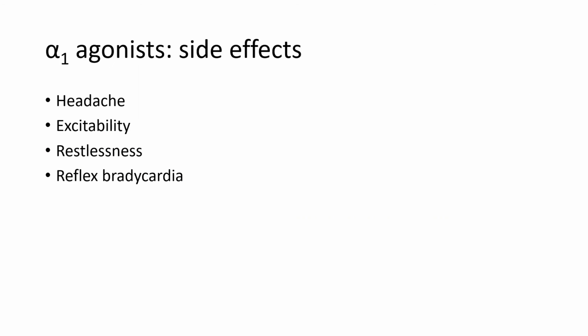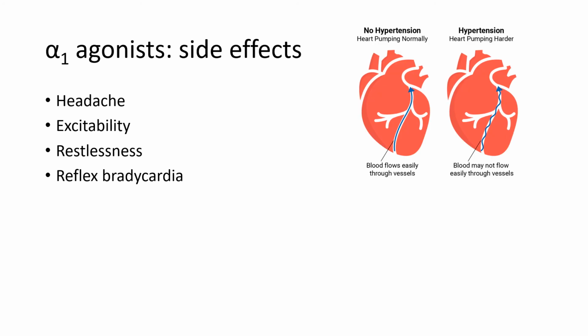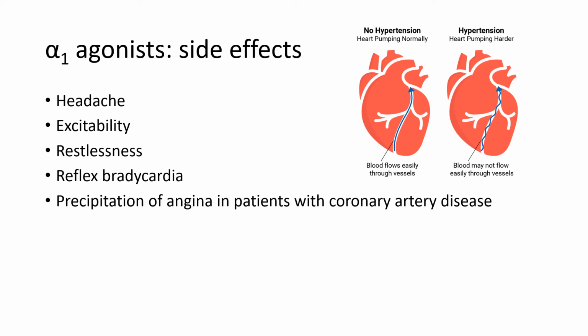Alpha-1 agonists can cause headache, reflex bradycardia, excitability, and restlessness. And because alpha-1 agonists produce systemic vasoconstriction, which then results in an increase in blood pressure, the work of the heart would increase. So basically, it would need to pump even harder due to the increase in blood pressure. If the coronary circulation is impaired, for instance in patients with already existing coronary artery disease, the decrease in myocardial oxygen supply to demand ratio can precipitate an anginal attack.